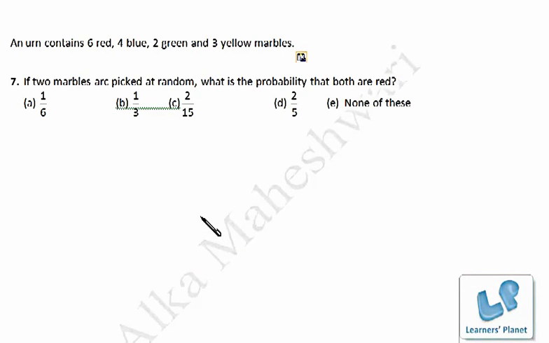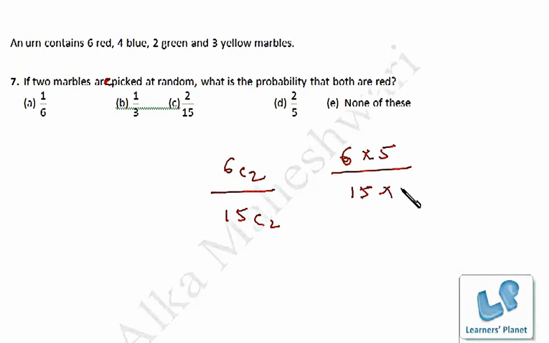Now in this case, we have 6 red, 4 blue, 2 green, 3 yellow marbles. 2 marbles are picked up at random. What is the probability that both are red? So out of 15, we just have to draw 2 marbles and both of them should be red. So it's 6C2, right? The total number of cases is 15C2, and these are the favorable cases when both the marbles are red. Just solve it very quickly. 6 into 5 by 15 into 14. So it's 1 by 7, right? So be very quick. The problem will take not more than 20-25 seconds.